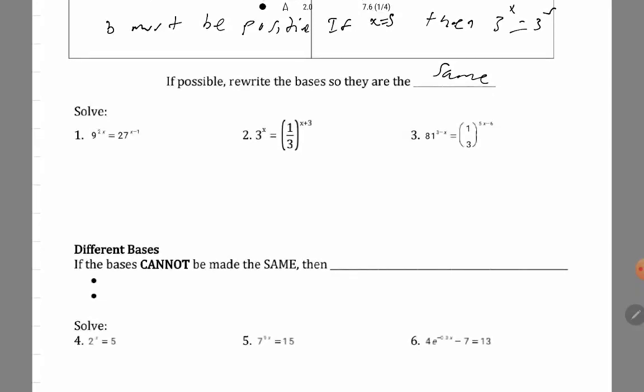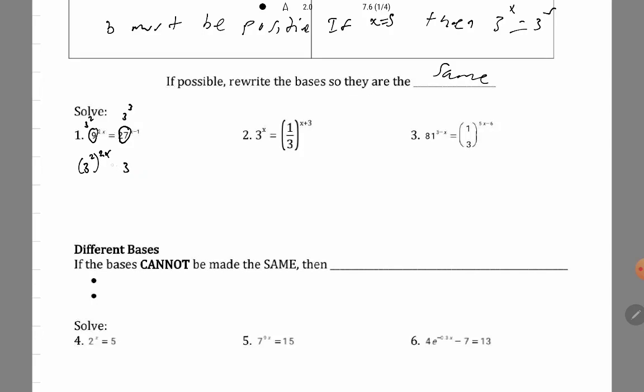Okay. So 9 to the 2x equals 27 to the x minus 1. Okay, this is secretly 3 cubed, and this is secretly 3 squared. Nope, sorry. Now you gotta be careful, because yes, this is 3 squared, but what happens to the 2x? The 2x is still up there. It just gets multiplied.